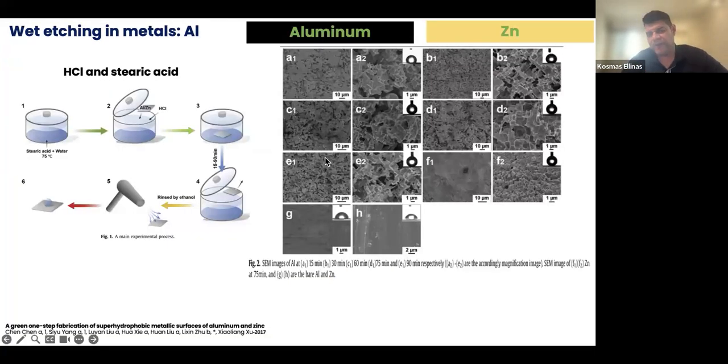Of course, we can use more effective etchants like hydrochloric acid in combination with stearic acid in order to do the functionalization. And we can have on aluminum, on zinc, on other metals like copper, different shapes like the ones shown here that afterwards are functionalized with a type of hydrophobic coating and again can provide a really robust superhydrophobic surface.